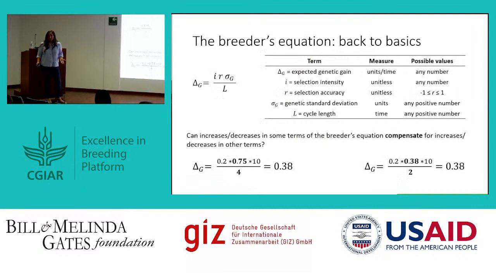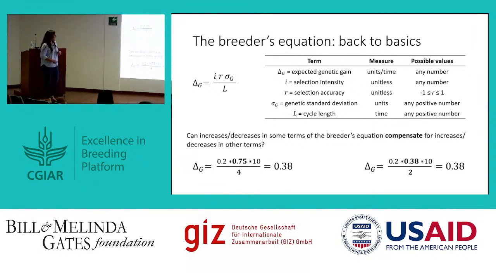So that is the breeder's equation. And again, it looks simple, but if we think about it in our day-to-day, I think it becomes more interesting. This is just a little cheat sheet about what kind of values you expect for each of these measures. And I think the final point we need to make here is to think about how we're going to change aspects of our program to increase the parts of the breeder's equation that we want, and you know, genetic gain, intensity, accuracy, sort of a genetic standard deviation, and see if by increasing one or another thing, we can have compensation.